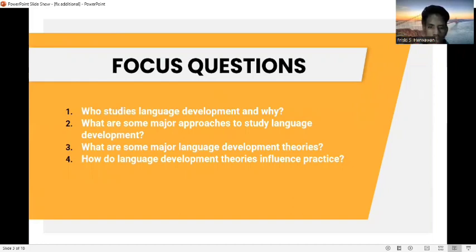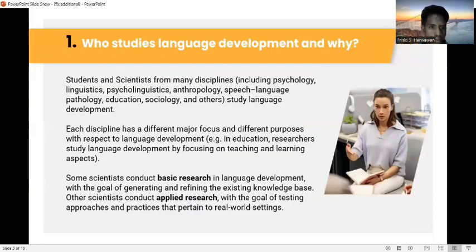Without wasting much time, let's move on to the first question. Who studies language development and why? To answer the question, who studies language development? The answer is students and scientists from many disciplines, such as psychology, linguistics, psycholinguistics, education, sociology, and others. They all study language development. And why do they study language development? The answer is each discipline has a different major focus and purpose with respect to language development.